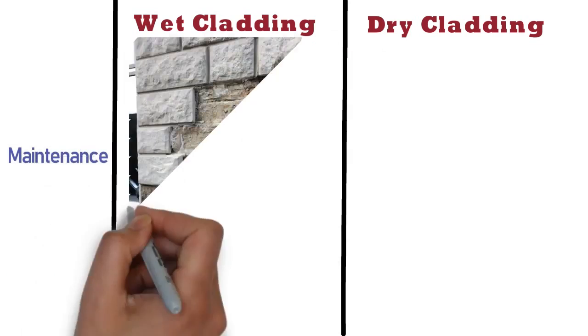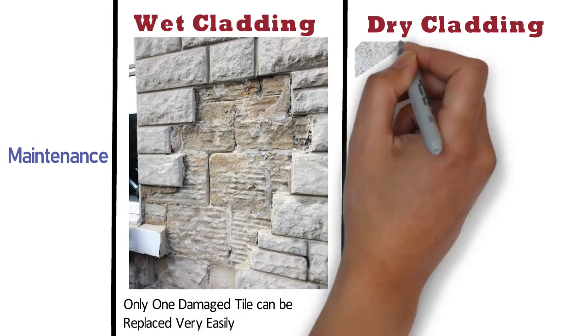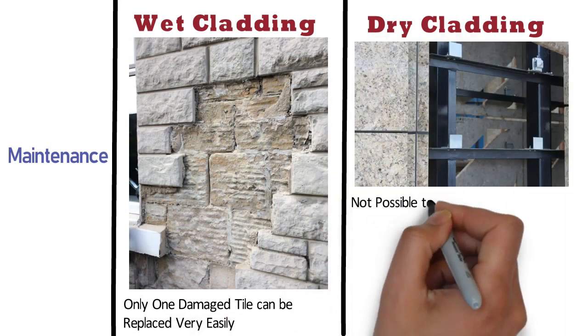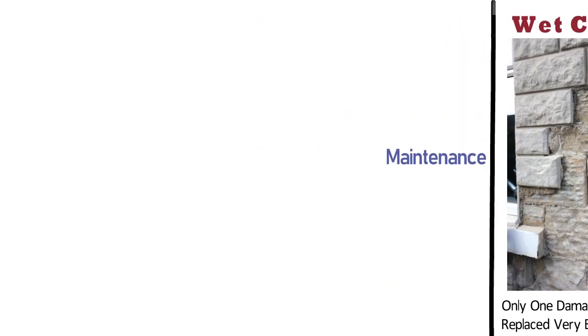Maintenance. In case of wet cladding, only one damaged tile or stone can be replaced very easily. Whereas in case of dry cladding, it is not possible to replace one damaged tile or stone. So when one tile fails, many of the tiles or stones shall be removed and fixed again.